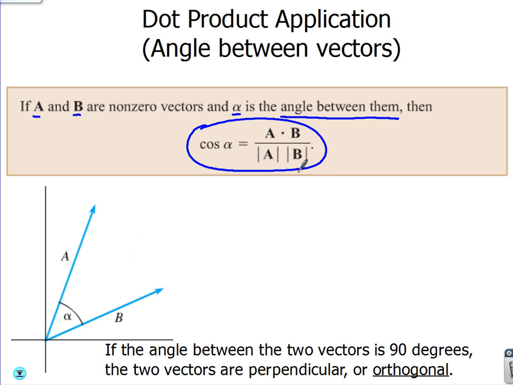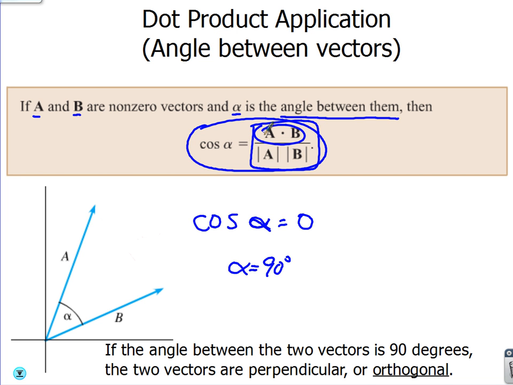If the angle between the two vectors is 90 degrees, let's think about this. If the cosine of alpha is 0, the cosine of what angle is 0? Alpha is 90 degrees or 270 degrees. So what makes this 0? The dot product being 0. You're going to use that so much in your higher courses. If your dot product is 0, your angle is 90 degrees.